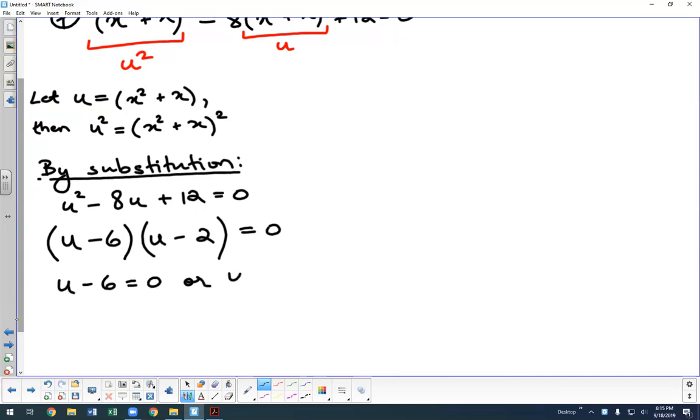0. And we've got what as our u values? 6 and 2. Positive 6, positive 2.